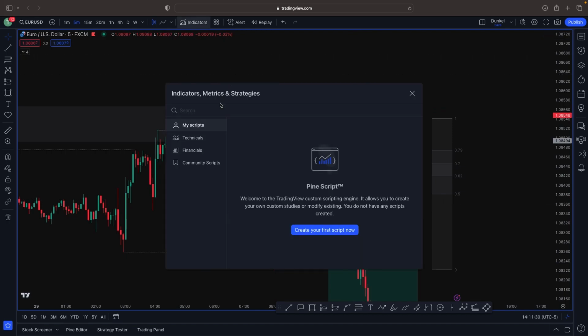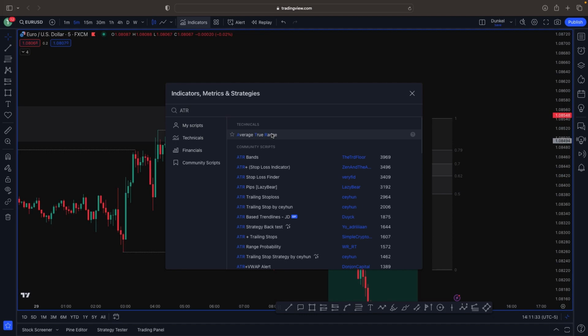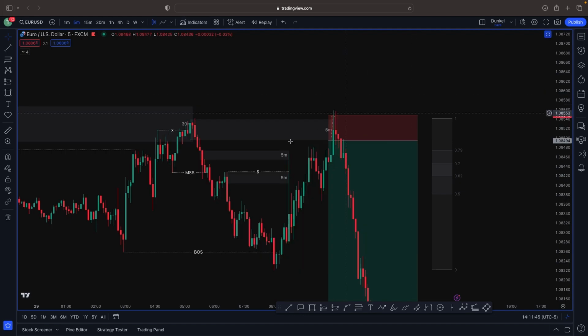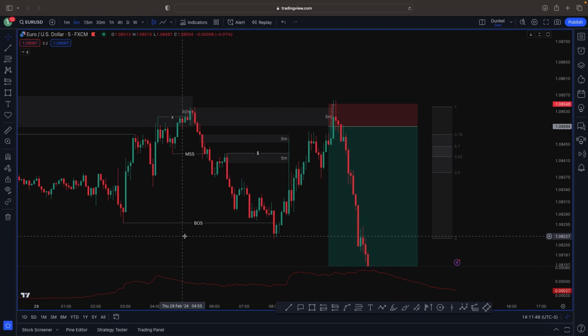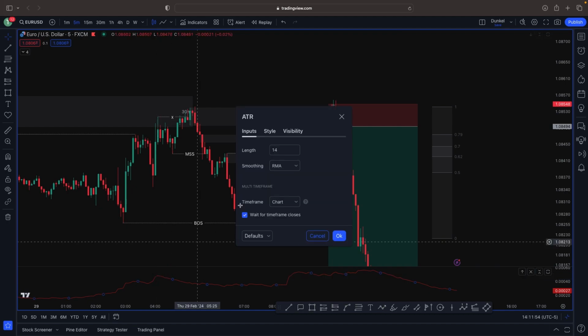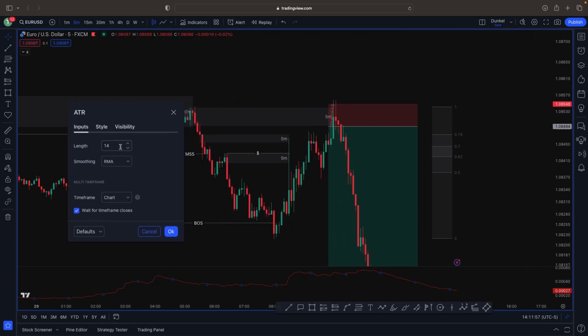Then you have to go to the indicators tab and type in ATR, which means average true range, because it calculates the average candle size over a certain period of time. Then you have to click on it and it will appear at the bottom of your screen. Now, if you click on it, you can see that you can adjust the length. In this case, it calculates the candle size of the last 14 candles. You can adjust it, but I wouldn't recommend it because this is the default setting, and I would only use that.